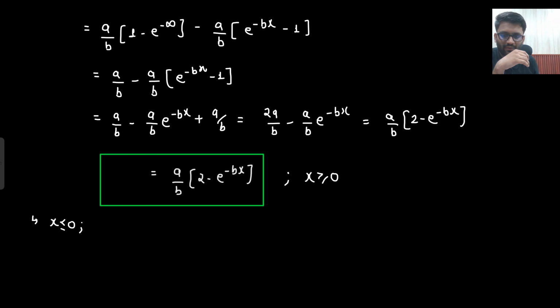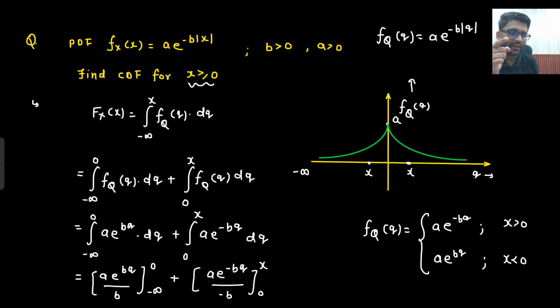This was your CDF, not PDF. So for x less than 0, I will integrate from minus infinity to x only. But now your x is less than or equal to 0, which means it will be lying somewhere here. Then your Fx of x, or Fq of q, will be this particular function only.